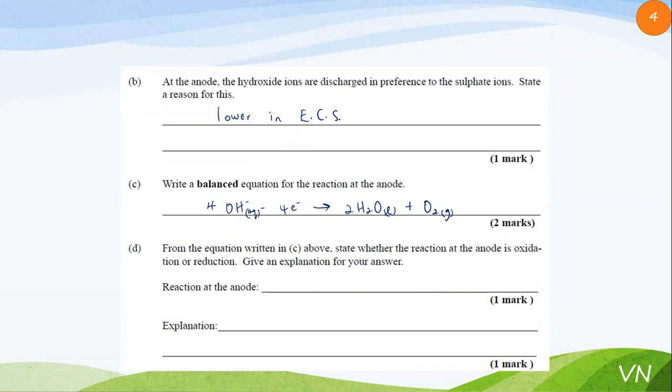Good, I see most of you telling me it is oxidation. I'm waiting for the explanation. So correct, this is oxidation. If you can recall the mnemonic, OIL RIG, this is for electrons: oxidation is loss of electrons, reduction is gain of electrons. So the reason is because there is a loss of electrons.